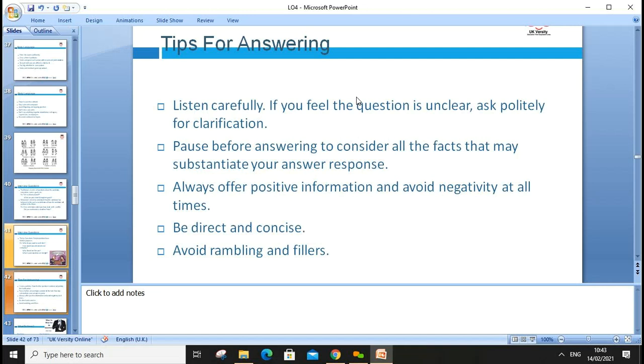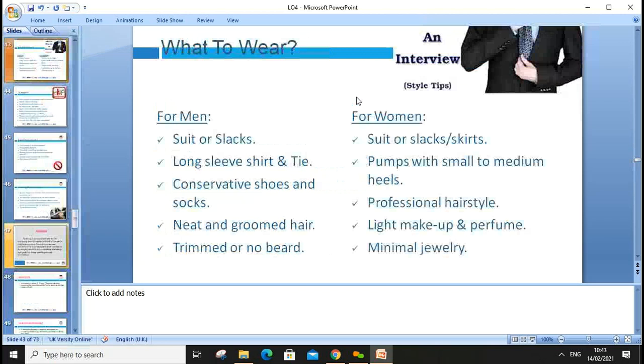For answering, listen carefully. If you feel the question is unclear, ask politely for clarification. Pause before answering and consider your facts. Always offer positive information and avoid negative. Be direct. Now, what you wear, for men and women.